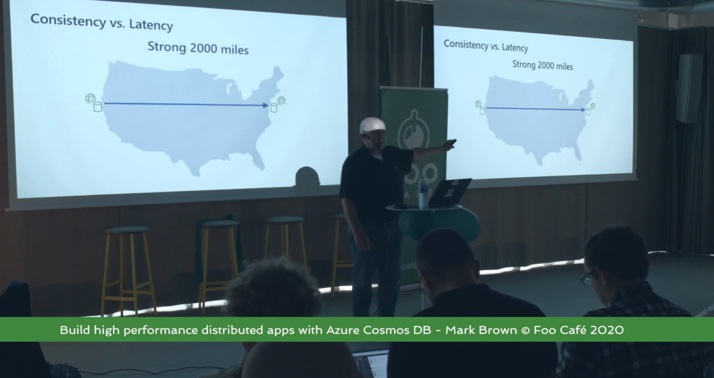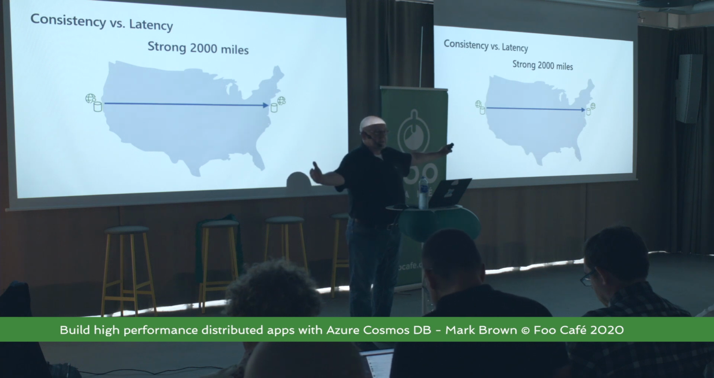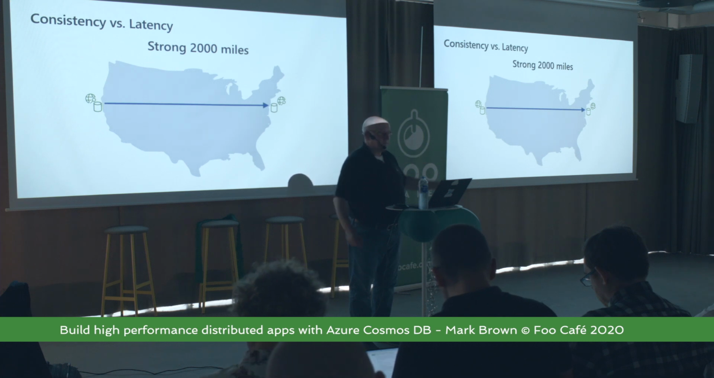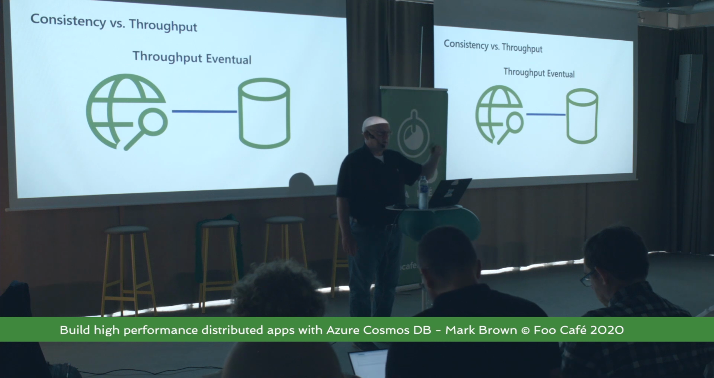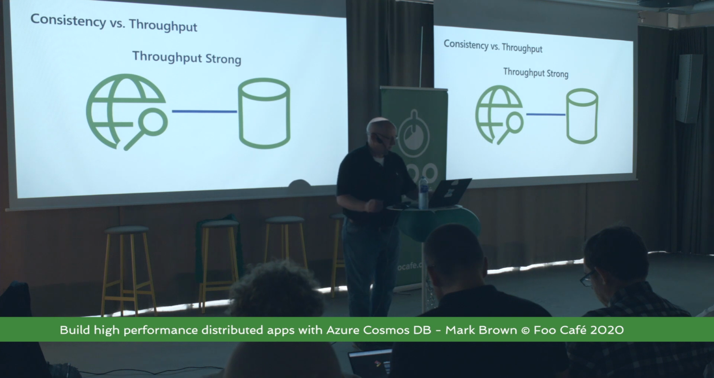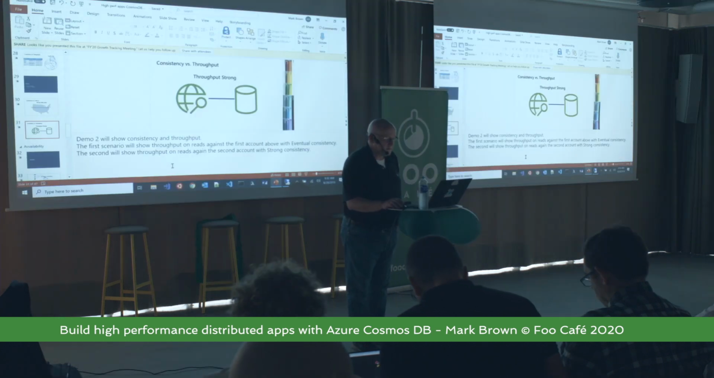I'm then going to show you what happens with the speed of light for these types of systems, where I'm going to show you replication for an account that's strongly consistent, but now double the distance. So instead of 1,600 kilometers, I'm now 3,200 kilometers all the way across the US. And then for my consistency versus throughput demo, I'm going to show you what the cost is for doing 100 reads for eventual, and then 100 reads for strong. All right, let's go back to demos.